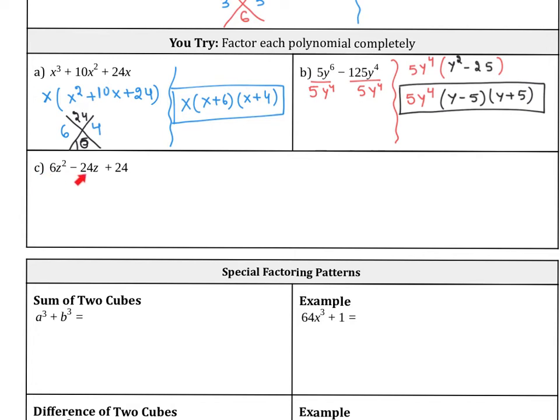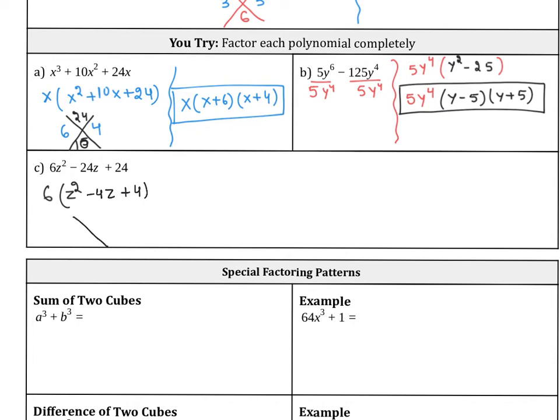If you notice, in all of these terms, you can see that 6 is a common monomial. So you can factor the 6 out. You're left with z squared here, z squared. 24 divided by 6, you're left with negative 4 here, and plus 4.